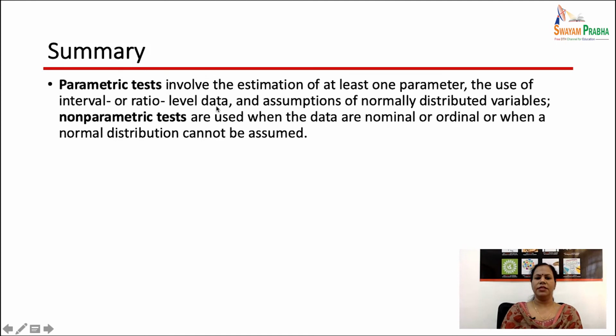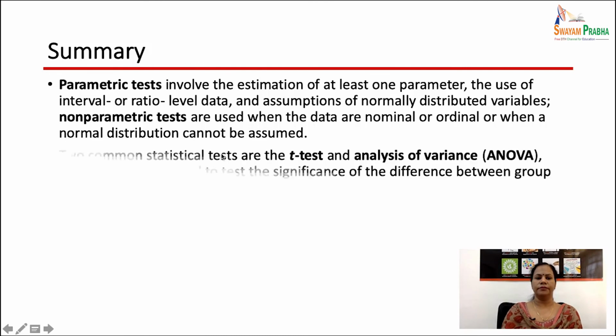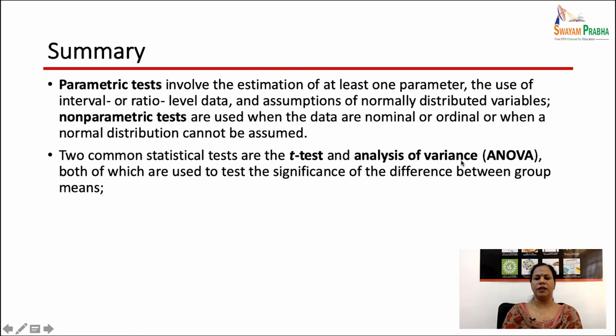Then parametric tests involve the estimation of at least one parameter and the use of interval or ratio level data, and here the assumption is that the variables should be normally distributed, whereas non-parametric tests are used when data are nominal or ordinal and when a normal distribution is not assumed. Two common statistical tests are the t-test and analysis of variance, both of which are used to test the significance of difference between group means.